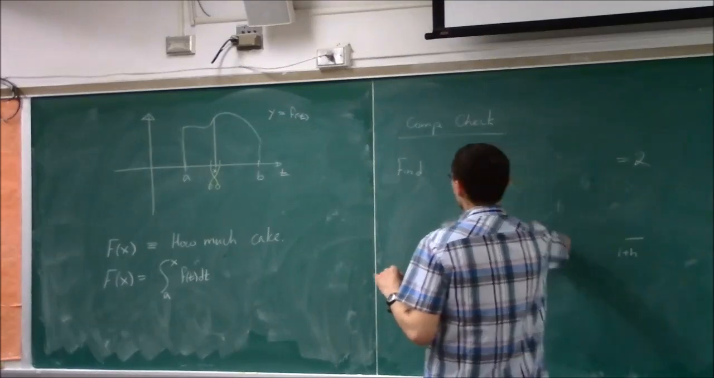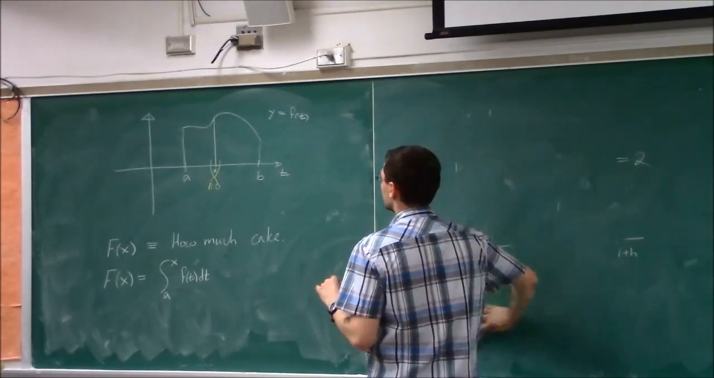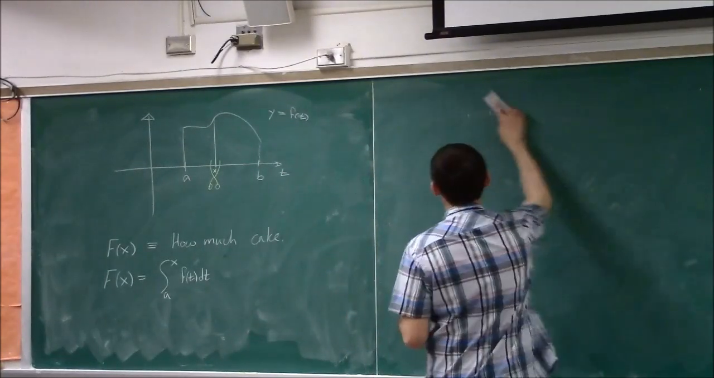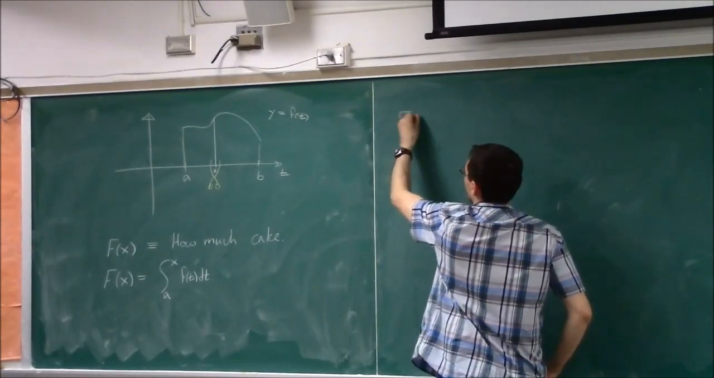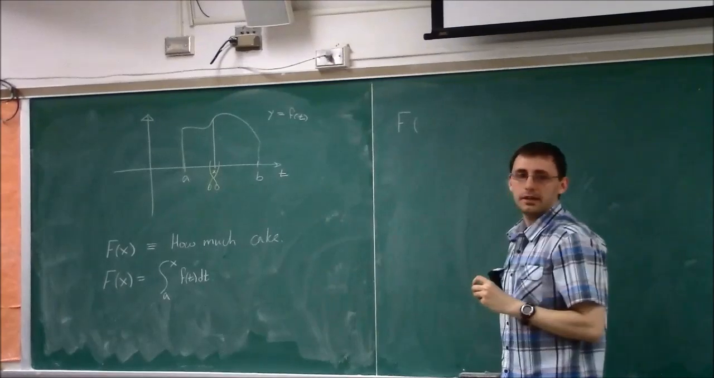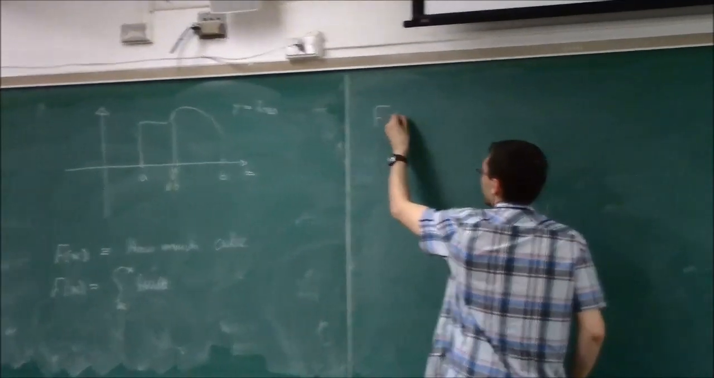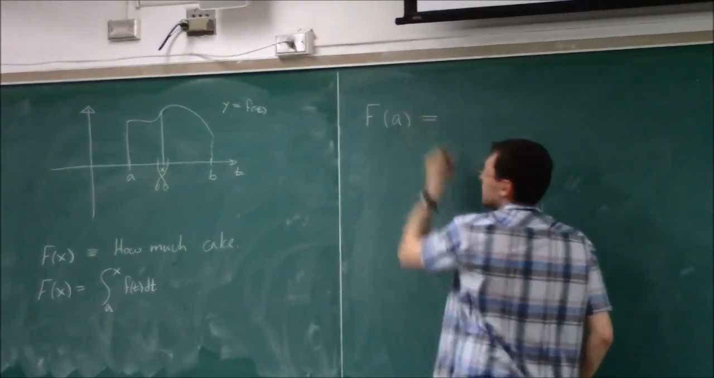Okay? So let me ask you, let's see what happens if you're saying your auntie is a little autistic, so you say, auntie, f of a. What are you telling her?